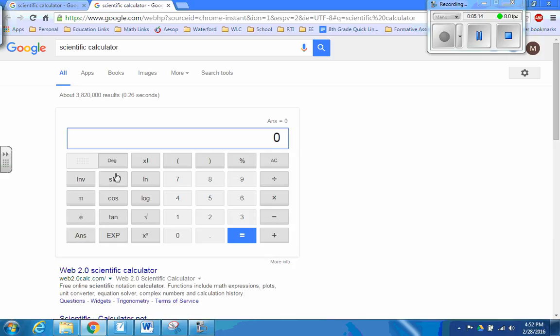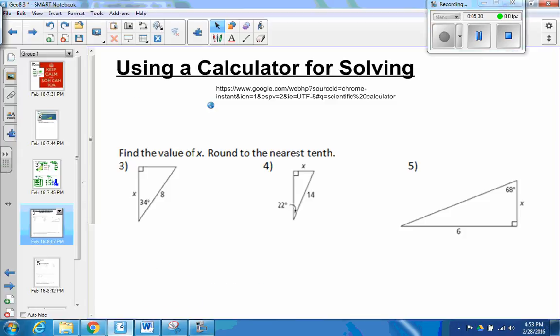But we have our sine, our cosine, and our tangent. And in a little bit, we're going to use the inverse of those as well. So you hit the inverse and then sine, sine raised to the -1, cosine raised to the -1, and same thing with tangent. But we're not going to use that right now. So we're going to do numbers 3 and 5.